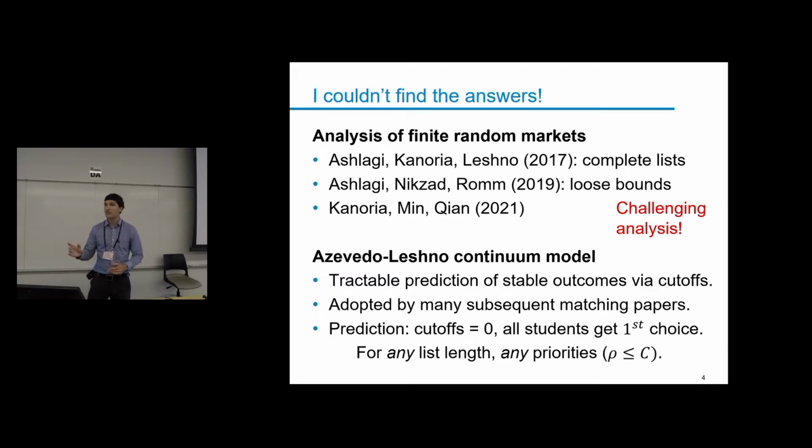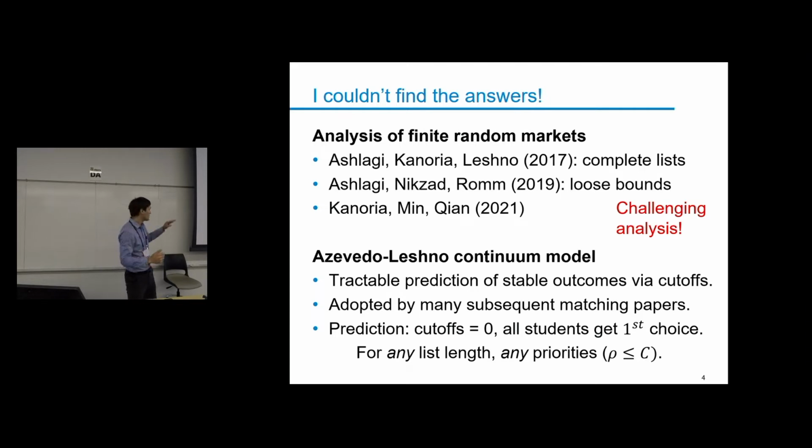The problem is, for the setting I just gave you on the previous slide, this is actually going to give you a very bad prediction. In particular, as long as the number of seats is at least the number of students, so there are enough seats for everyone, their model is going to predict that the cutoff score at each school is 0, and that every student gets their first choice. And it's going to predict that no matter how long student lists are, and no matter how you determine school priorities, as long as every student is acceptable.